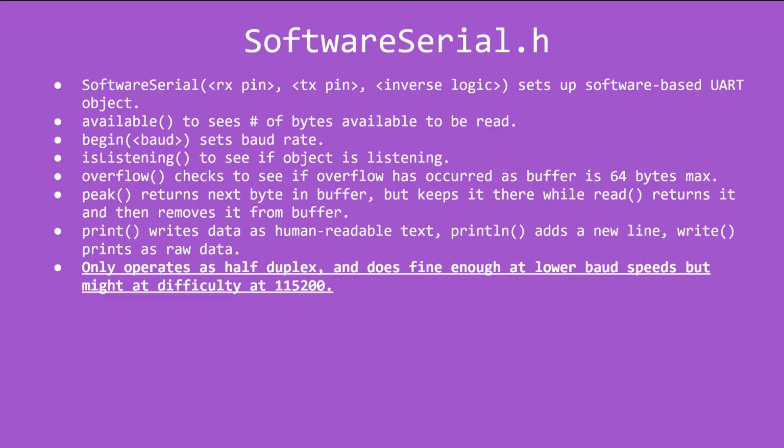You can set the baud rate. You can see if it's listening. You can check if there's been an overflow issue. The buffer is 64 bytes max. You can peek, that doesn't take it off the buffer, that just looks at the next value, or you can use read and it will return it and then remove it from the buffer. Print, human readable text. Println adds a new line. Write, prints as raw data.